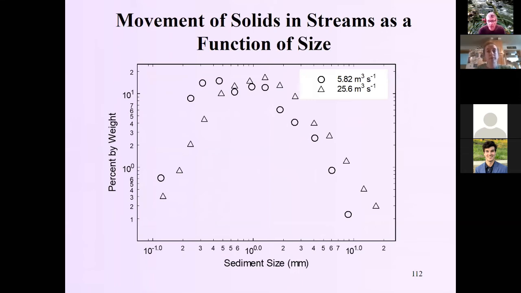And this is a plot of two velocities on the percent of solids at different sizes. The circles are a lower velocity and the triangles are at a higher velocity, about 4 times higher. And we see that the highest percentage of particles are a millimeter or less at the low flow condition. But at the higher flow condition, these larger particles start to dominate. So you can get movement of larger materials.